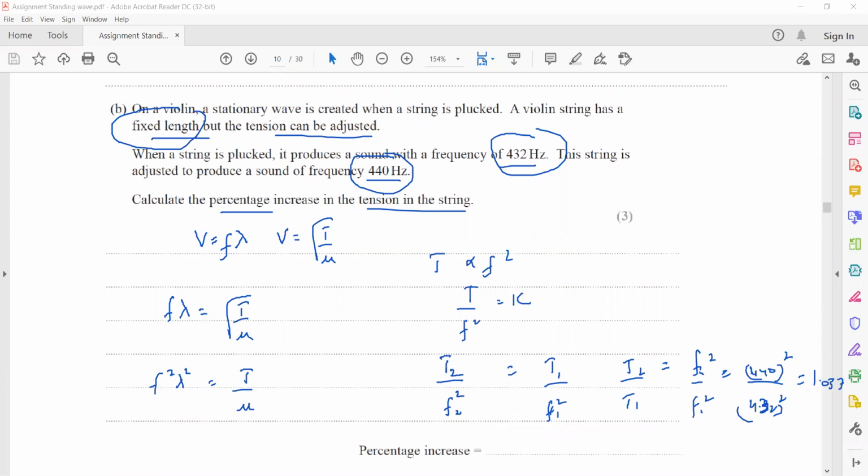So the ratio has changed to 1.037. In terms of percentage increase, how much is it? It is 1.037 minus 1, which equals 0.037, and in terms of percentage it will be 3.7%. Is it clear, this question?